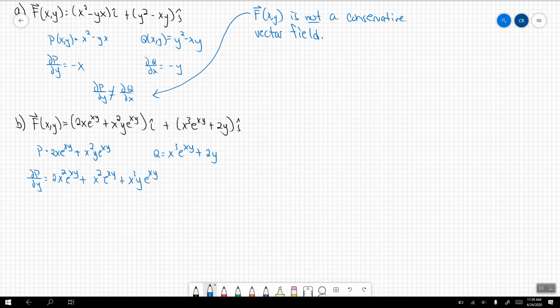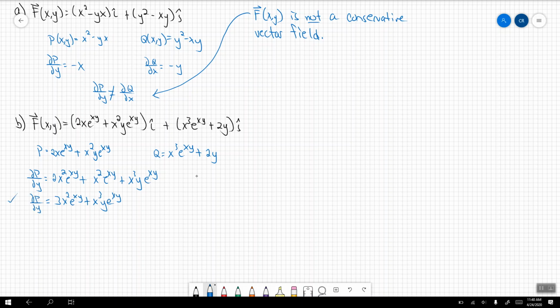There we are. Perfect. And do I see any? Yes, we have some like terms here. So I have x squared e to the xy, e to the xy. So we have 3x squared e to the xy plus x cubed y e to the xy. Nice. So here's my first partial derivative.